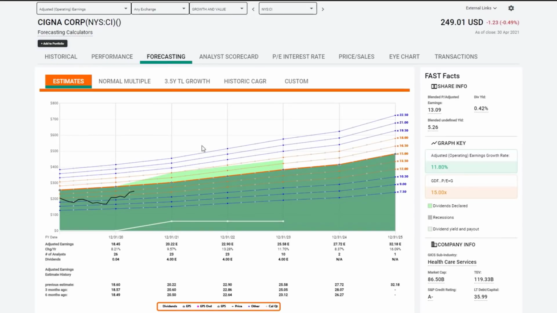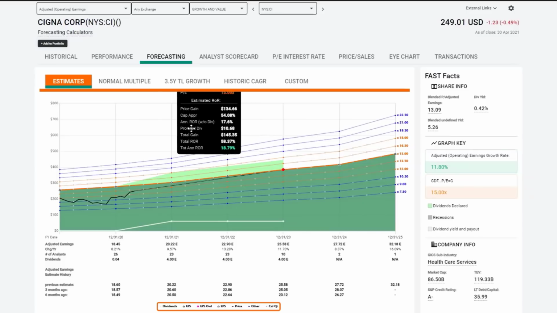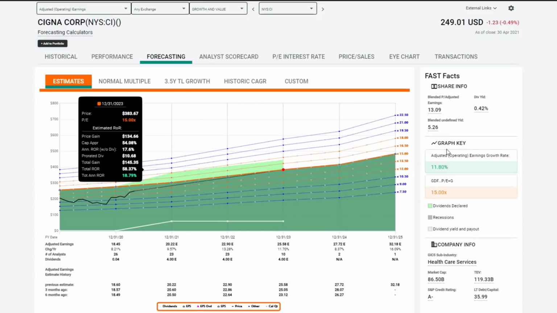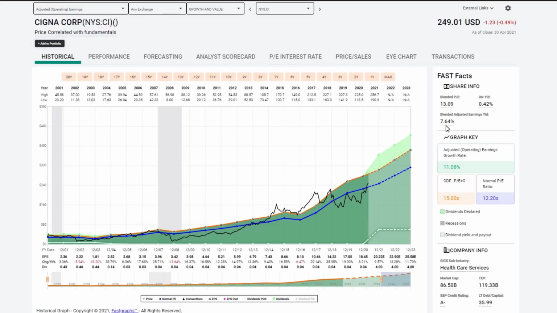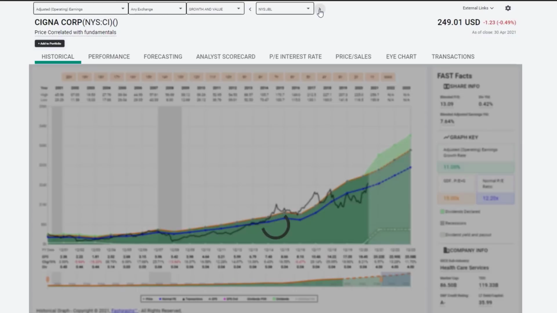From a forecast point of view, the company is expected to grow at around 12% a year. This means that if you bought the stock today at a blended PE ratio of 13.09 and an earnings yield of 7.64%, I believe this would be a very attractive candidate to look at. The company's A- rated. I like this one very much, and I think it would be a great candidate for growth and value, not growth versus value, but growth and value.